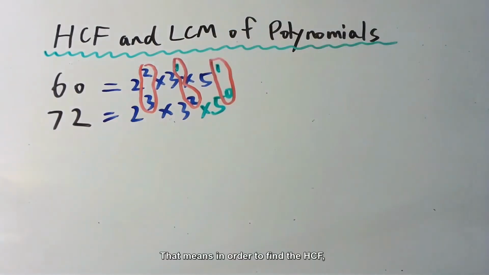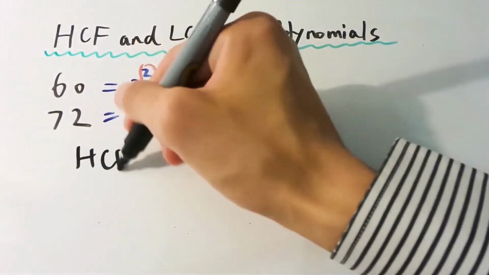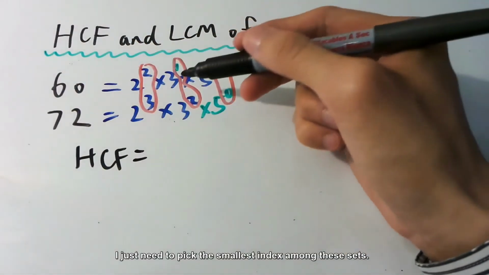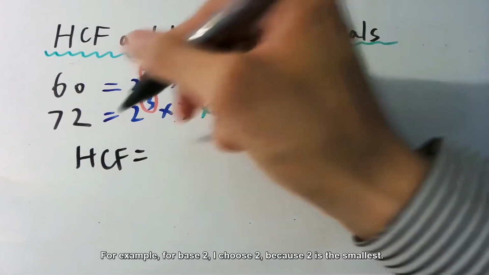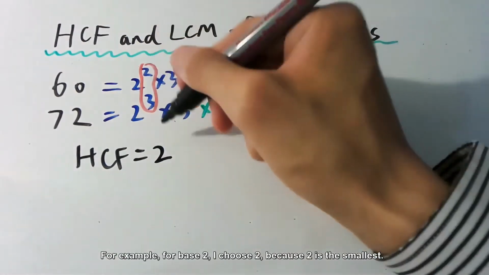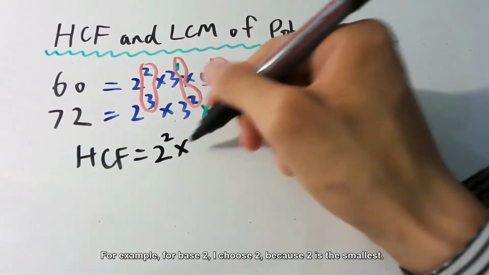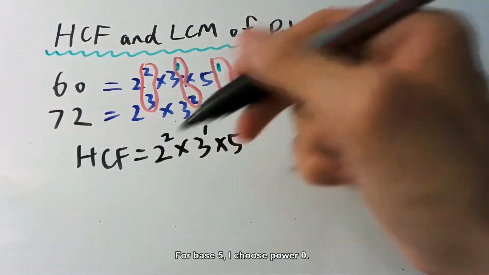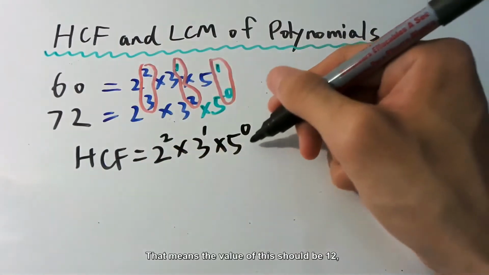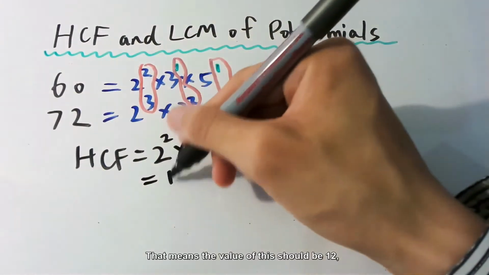That means in order to find out the HCF, I just need to pick the smallest index among these sets. For example, for base 2, I choose 2 because 2 is the smallest. For base 3, I choose power 1. For base 5, I choose power 0. So that means the value of this should be 12.